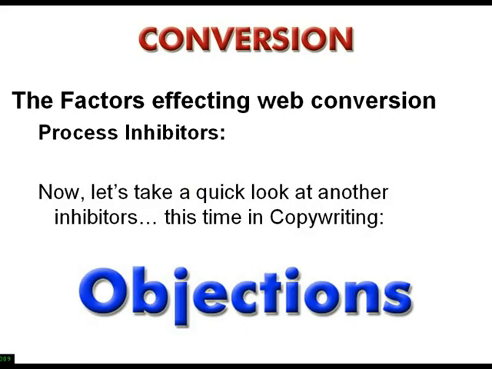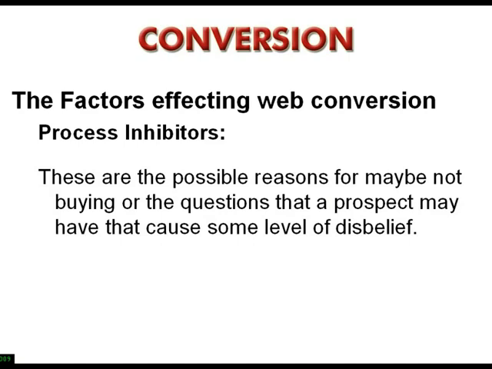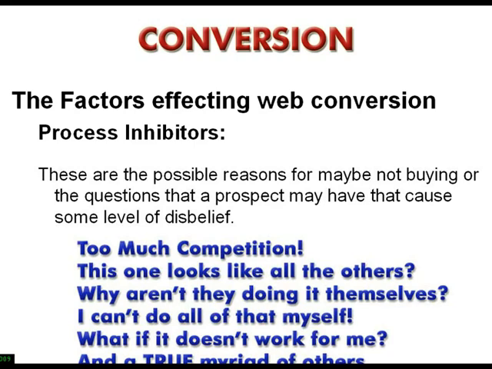Now, let's take another look here at another inhibitor. This time, we're going to look at some elements in copywriting. And as a big fat blue word here, objections. This is something that comes up for everyone as they go through a sales letter. You read through the letter, and these are the possible reasons for maybe not buying, or the questions that a prospect may have that cause some level of disbelief. So as they're reading through the thing, a lot of pieces come up for them.